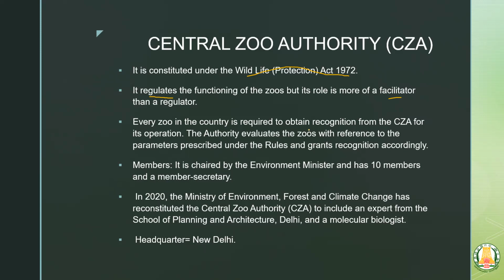Every zoo in the country is required to obtain recognition from this particular authority. So the Central Zoo Authority provides recognition for the zoo, and it also provides de-recognition. It will recognize the zoo if it is working properly, and it will also de-recognize it if they are not working properly, if they are violating animal rights, or if there is any administrative violation, or if they are not properly spending the funds, or are corrupt like this. And the chairman is the environment minister, and it has 10 members and a member secretary.